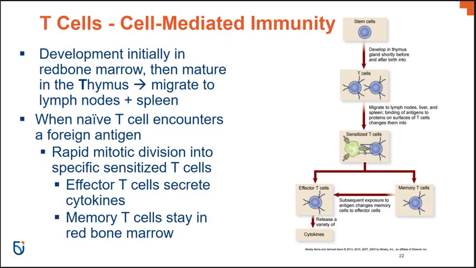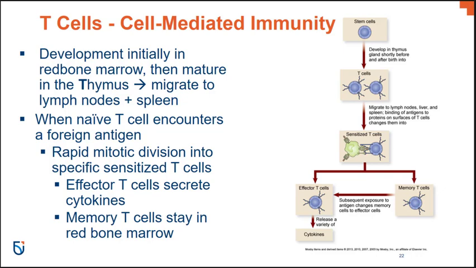We have spoken a fair amount specifically about B cells, but now let's elaborate on T cells. T cells initially develop in red bone marrow, then they mature at the level of the thymus, and at this point they'll migrate to lymph nodes and the spleen. When an antigen encounters a naive T cell, the antigen will bind to the T cell receptors.